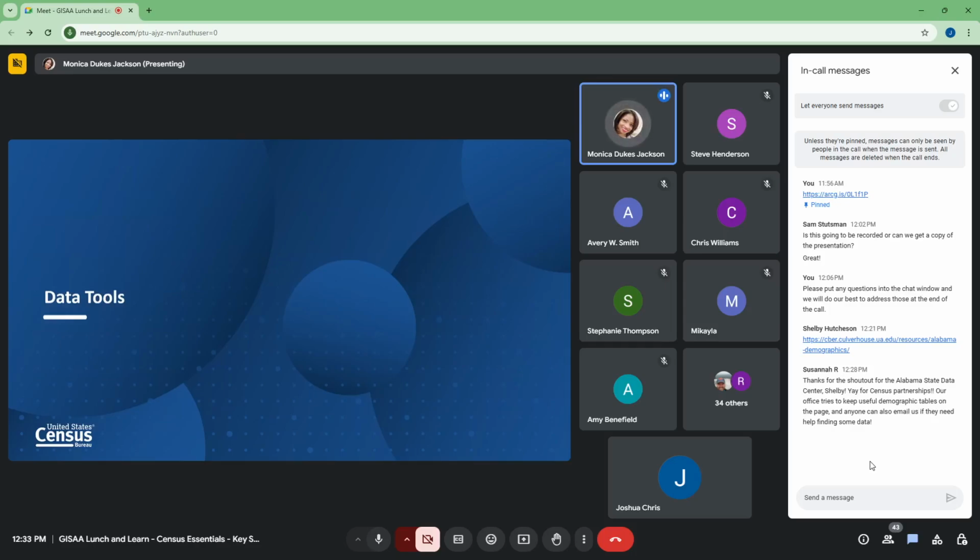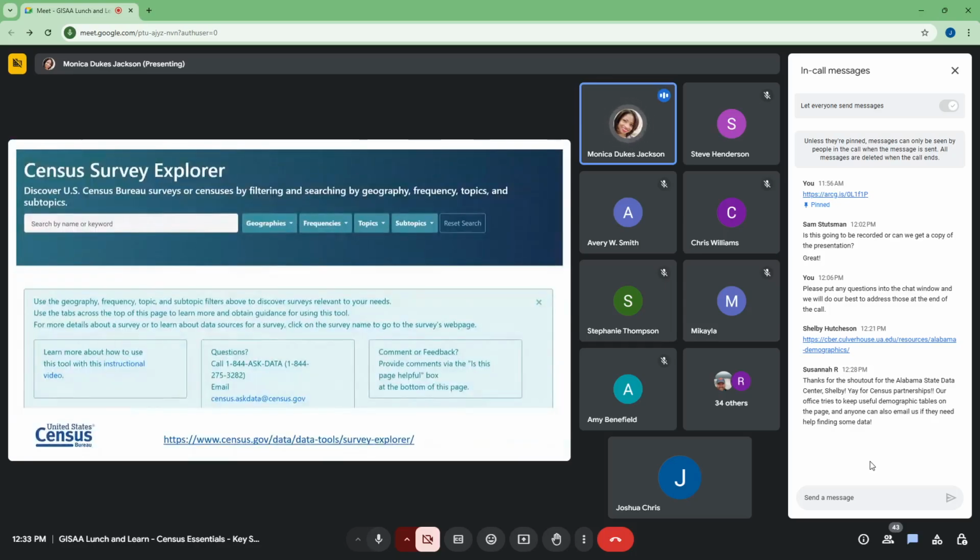Now I'll talk about the data tools to access some of this data. I wanted to show this one tool here. This is a snapshot of the page. I'll show this a little later if we have time. It's called our Census Survey Explorer. So if you're new to using census data or just don't know what we have or where to find it, this tool helps you find that information.